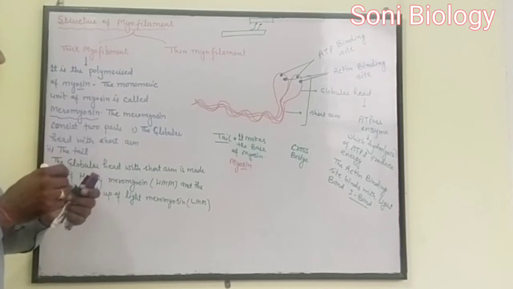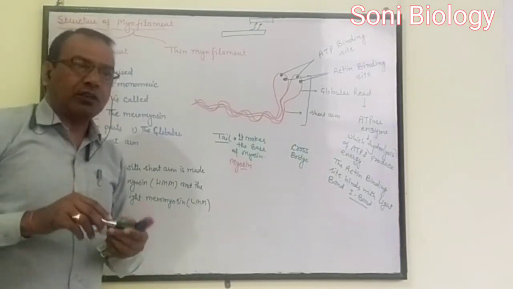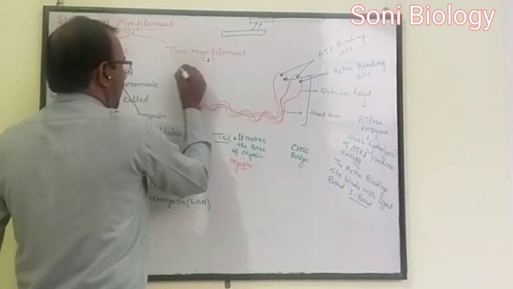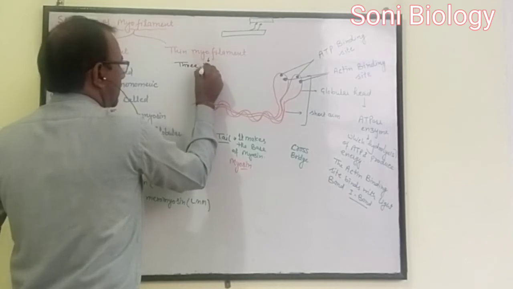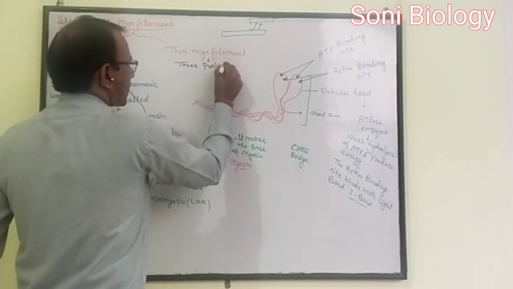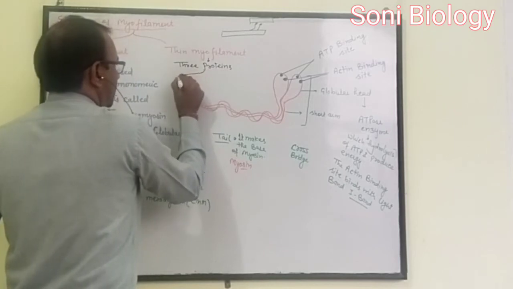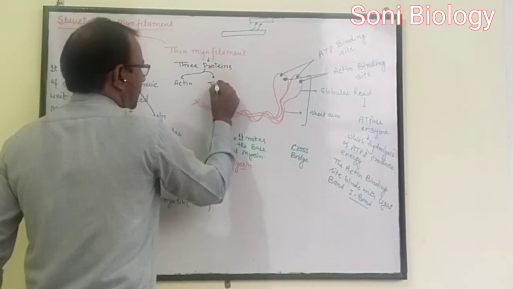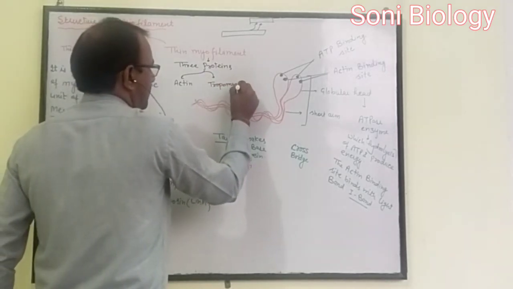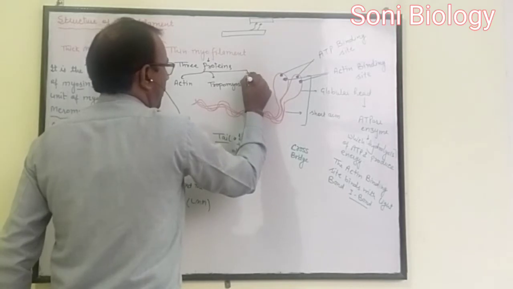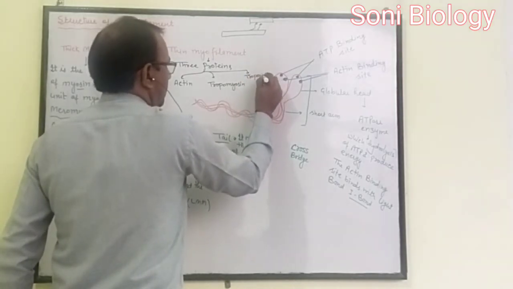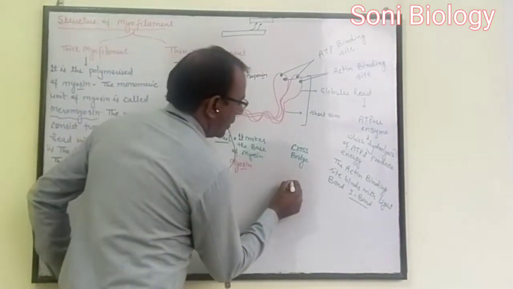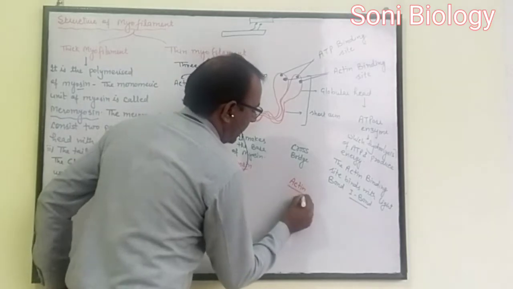The second filament is called the thin myofilament. The thin myofilament is made up of 3 proteins. These 3 proteins are actin, tropomyosin, and the third one is troponin. Firstly, we discuss actin.